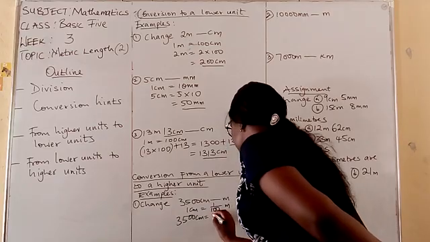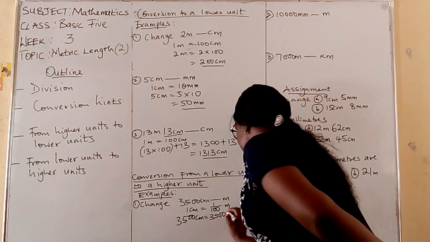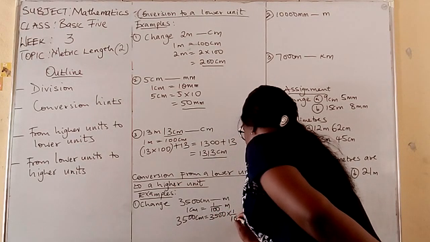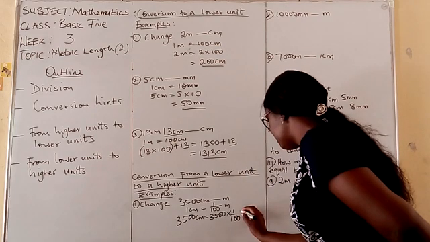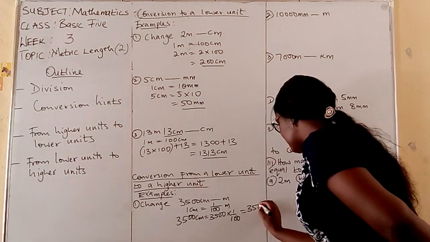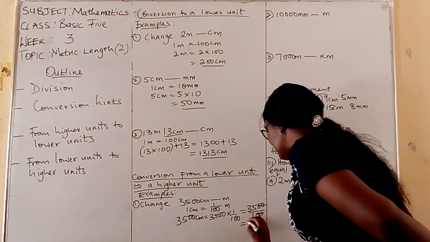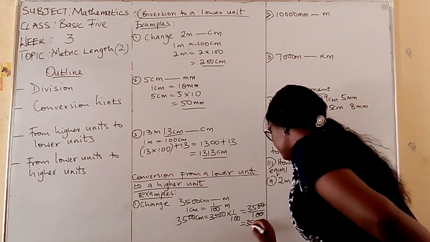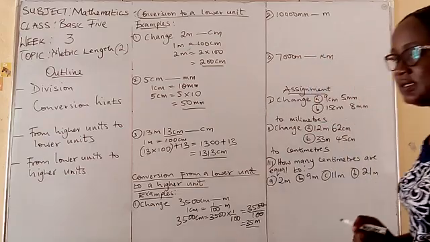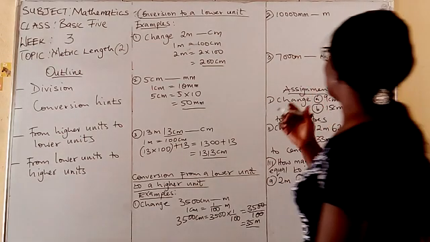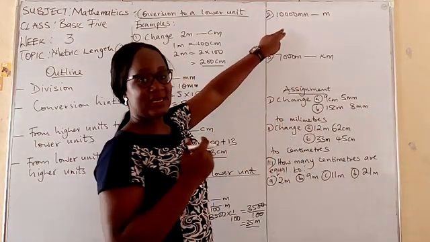Okay, so this 3,500 cm will be giving you 3,500 times 1/100, and that will be giving us what? 3,500 over 100. Okay, and that is 35 meter. Can you see that? Okay, so coming over here we have our 10,000.